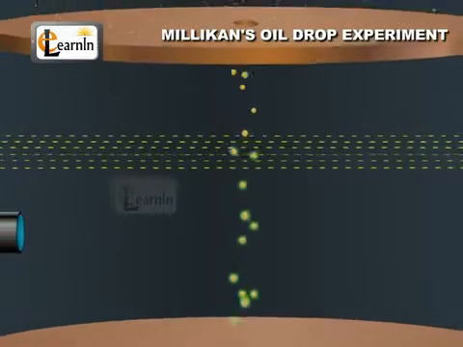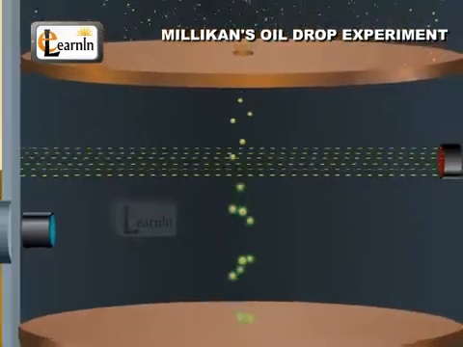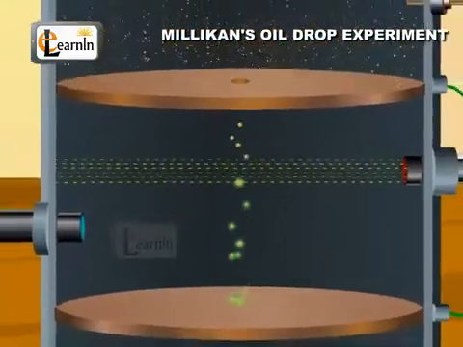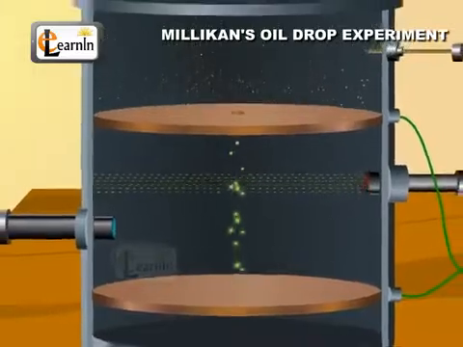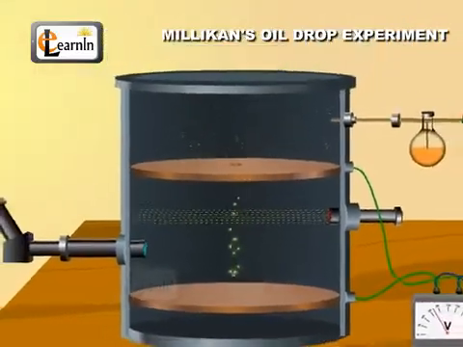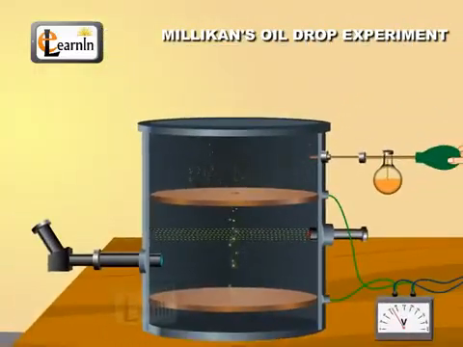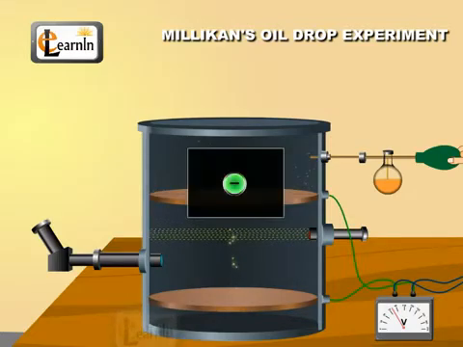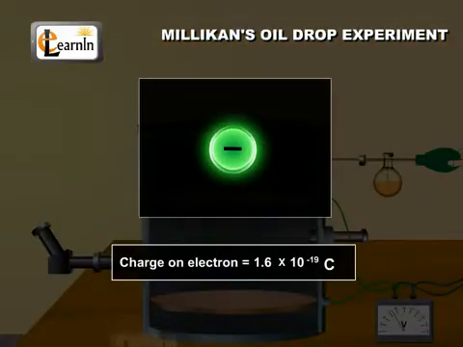The famous method that he devised between 1906 and 1914 to measure the charge e of an electron is known as Millikan's oil drop experiment. Using this method, he calculated that the charge on an electron was about 1.6 times 10 power negative 19 coulombs.